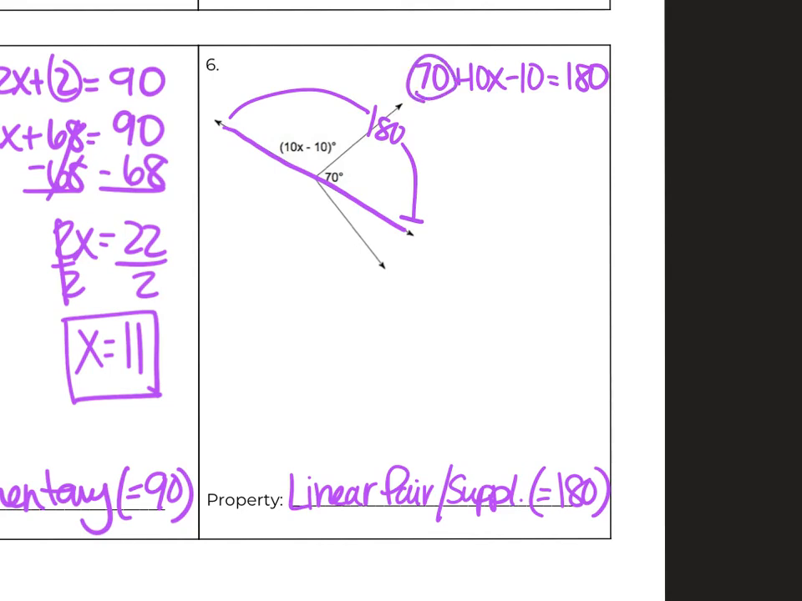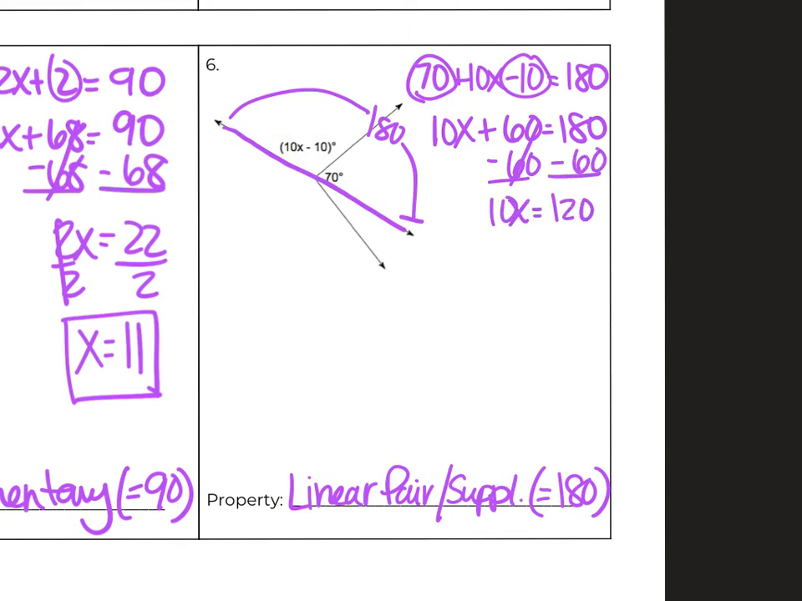Combine like terms of 70 and negative 10. Remember, I don't need to do the opposite since they're just on the same side of the equals. So that's now 10x plus 60 equals 180, minus 60. 10x equals 120 and divide by 10. X gives you 12.